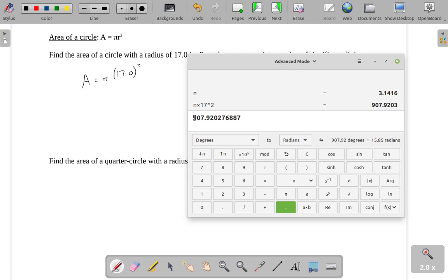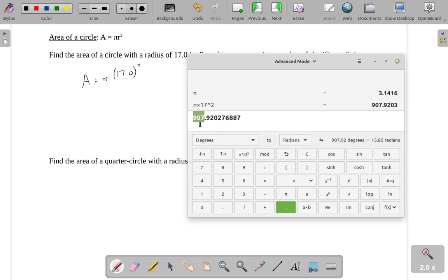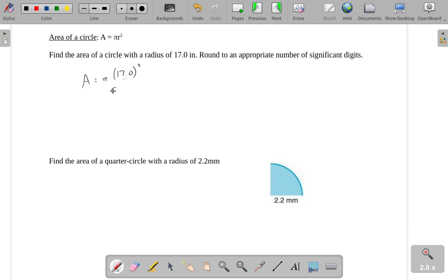Rounding this to 3 significant digits, because there are 3 significant digits up here, like I said before, means I would round this to 908. This was inches times inches, so this will be 908 square inches.